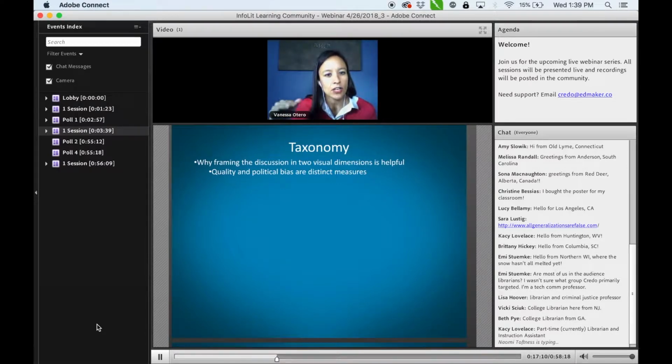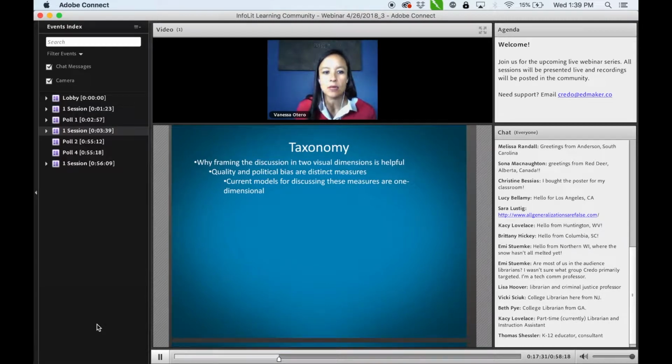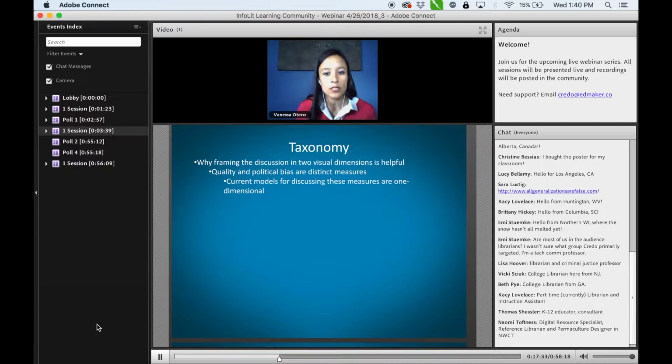The spacing of the chart is not exactly even, and in future versions it will be even, and it's actually a less bell-shaped distribution. But those two things are distinct measures, and the more we can separate them out, I think the more accurate and more helpful that is. All right. Current models for discussing these measures tend to be one-dimensional, and here's what I mean by that.